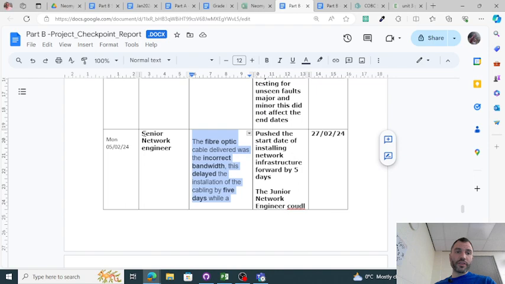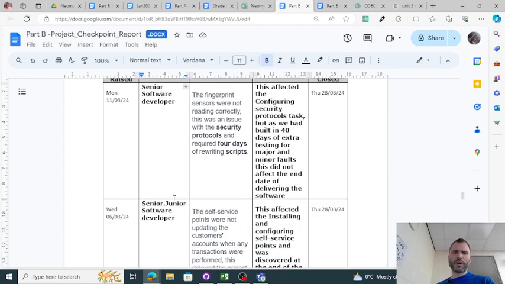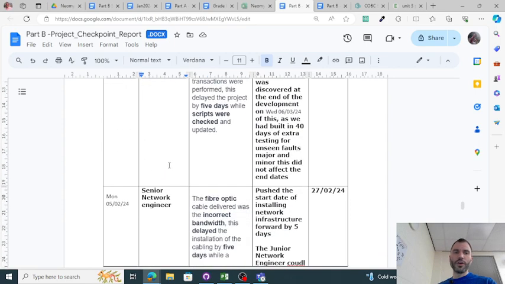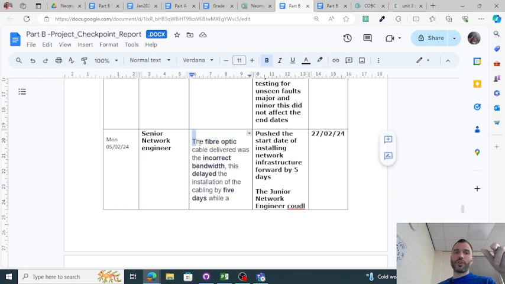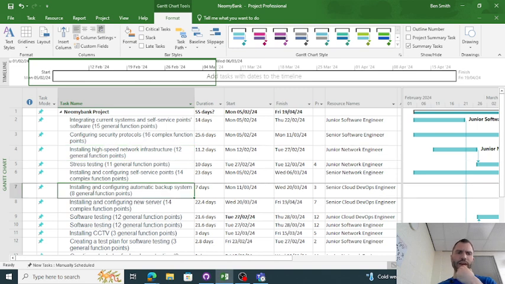So I said that you've got to figure out who reported these things. So I think senior software, whoever's working on that task would probably have found the issue. But I think maybe the senior software or the junior software developer for the first two. But the senior network engineer would have reported this issue with the fibre optic cable because he was the one working on installing the network infrastructure task, which was that one. That would require cabling, as well as installing the backup task, I think, as well.